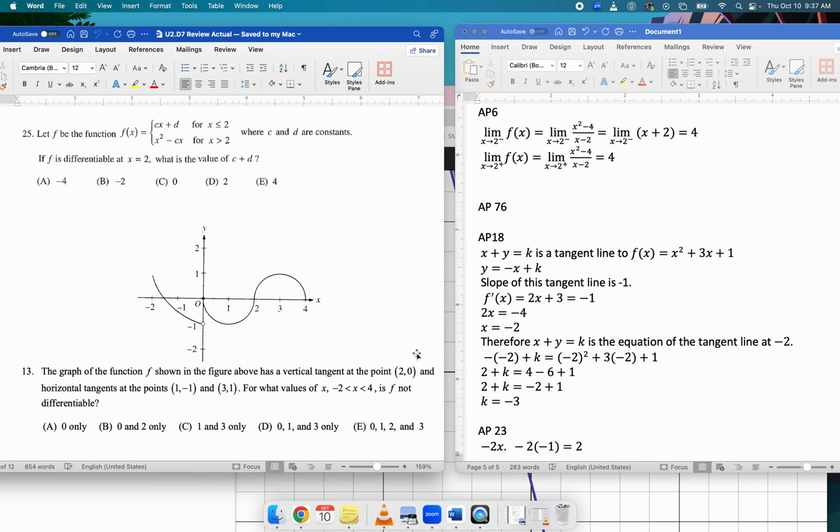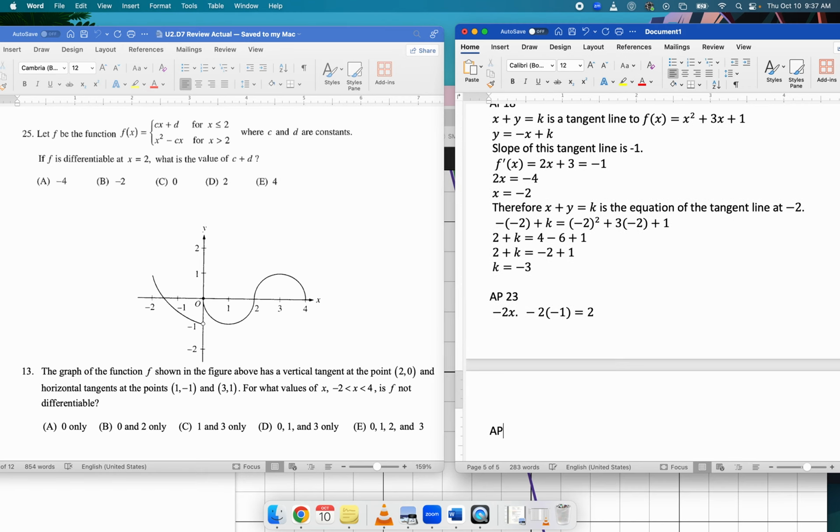What is the value of c plus d? Why do they ask you to find c plus d? Basically because multiple choice questions in the AP want just one answer. So you're just going to find c and d like you usually do, and then add them together.